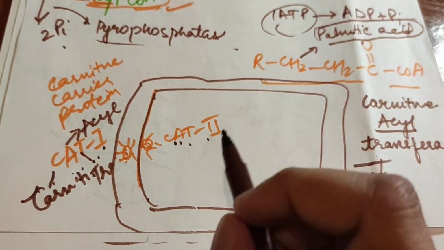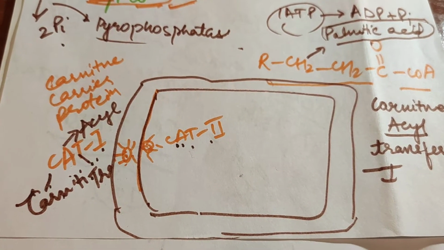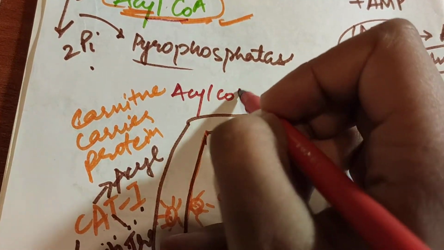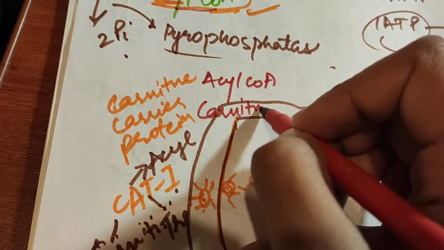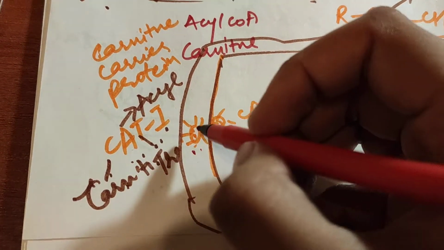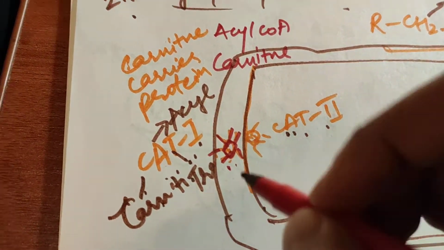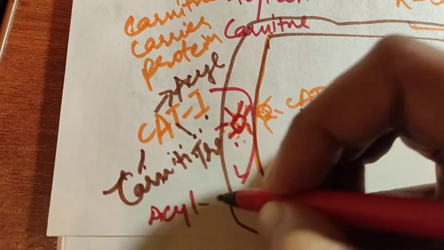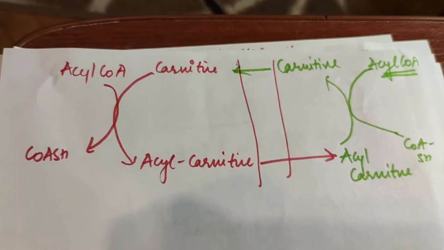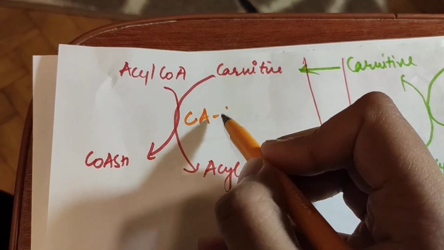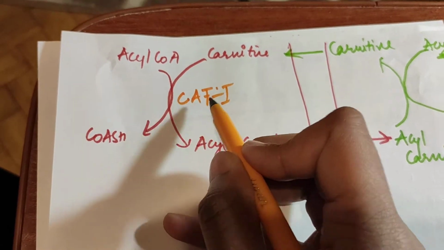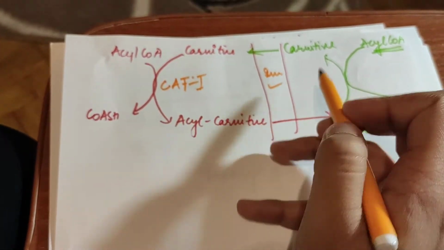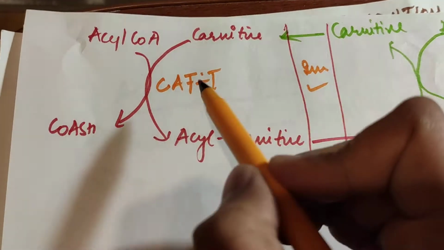It is already present. Now what will happen? Outside, what was there? Acyl coenzyme A, and another was carnitine. CAT1, the friend of acyl coenzyme A, what will it do? It will convert it into acyl carnitine. This is CAT1, carnitine acyl transferase 1. This is the inner mitochondrial membrane, this is the outer side, and this is the inner side of the inner mitochondrial membrane. So you can see what CAT1 is doing.